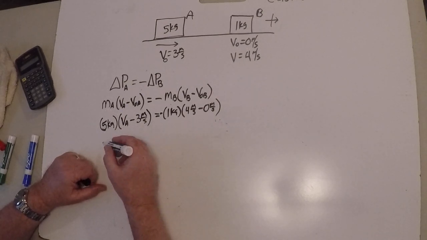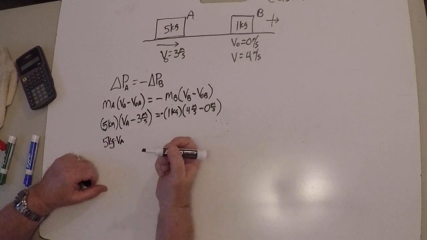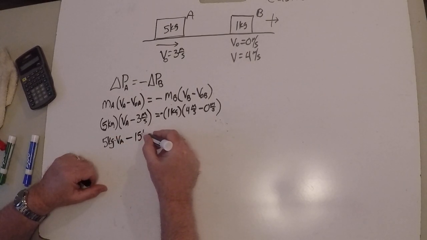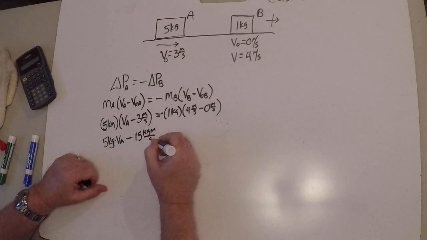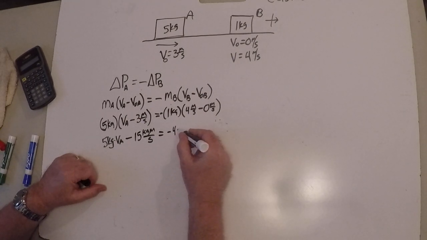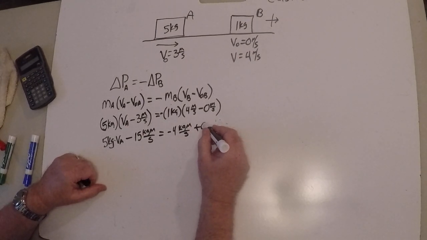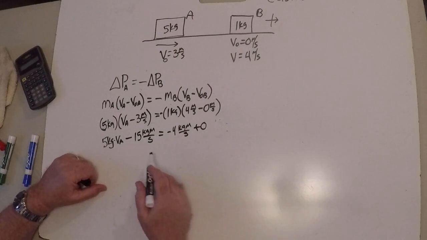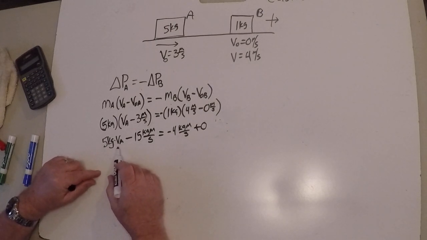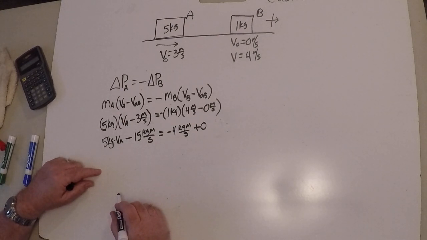So I've got 5 kilograms times V sub A, minus 5 kilograms times 3 meters per second, which is negative 15 kilogram meters per second, is equal to negative 1 kilogram times 4 meters per second, negative 4 kilogram meters per second, plus 0. So now I have to combine like terms. I have kilogram meters per second here and here, and since I want to get to V sub A, I want everything else on the other side, so I'm going to add the 15 kilogram meters per second to both sides.